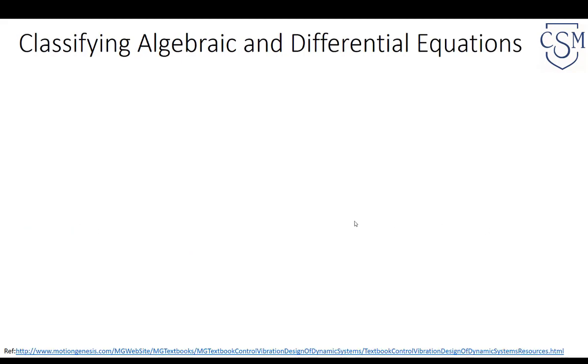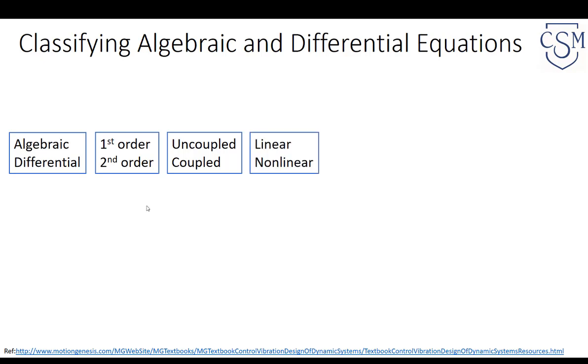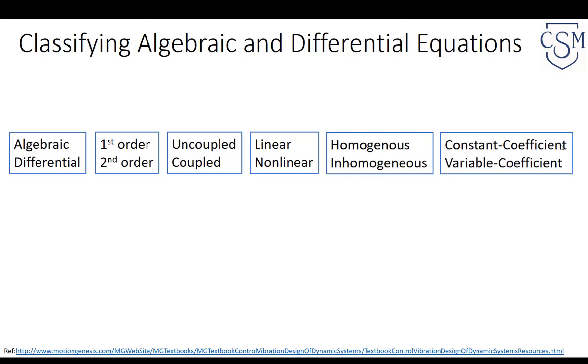The classifiers that can be given for differential equations, or really any equation, are: is it an algebraic or a differential equation? Is it first order or second order? Is it uncoupled or a coupled set of equations? Is it a linear equation, or is it a nonlinear differential or algebraic equation? Is it homogeneous or inhomogeneous? And finally, is it constant coefficient or variable coefficient?